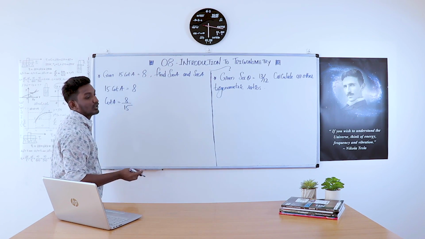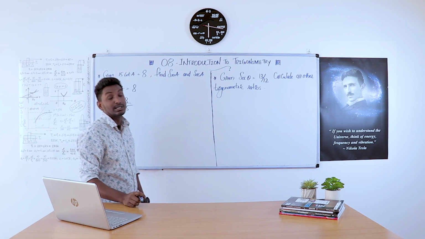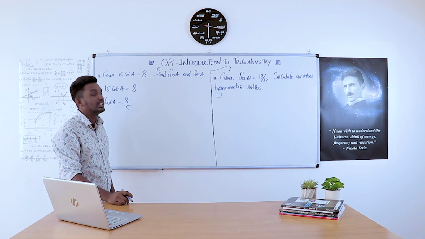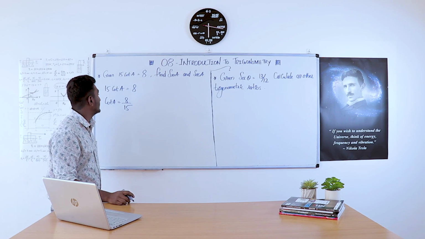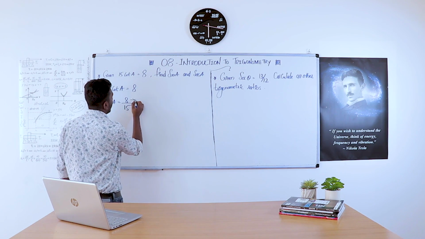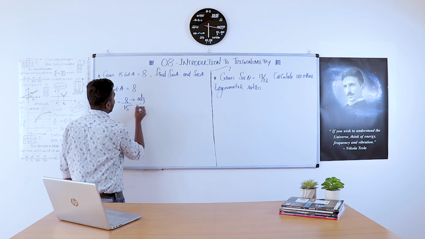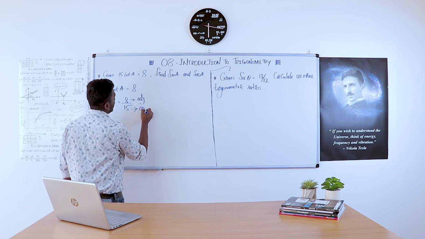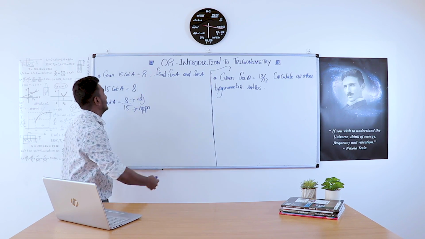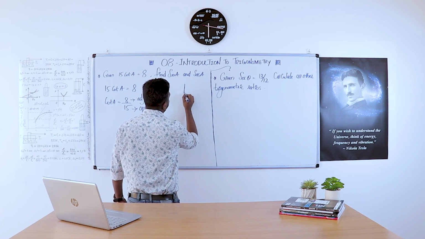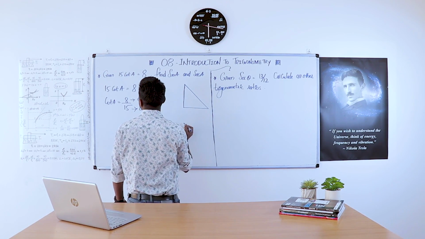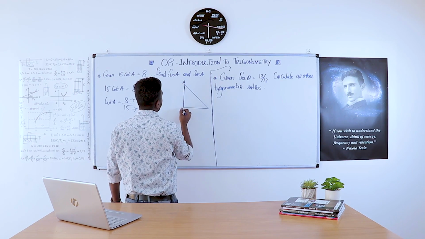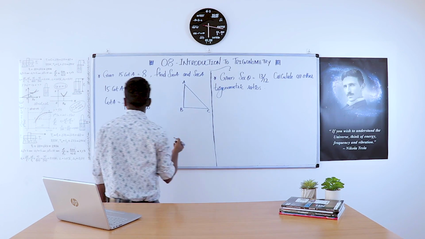We all know that cot A is the reciprocal of tan A. Tan A is opposite side by adjacent side. So cot A is adjacent side by opposite side. So this 8 is the adjacent side and this 15 is the opposite side. Now consider a triangle. This is the triangle, so A, B and C.